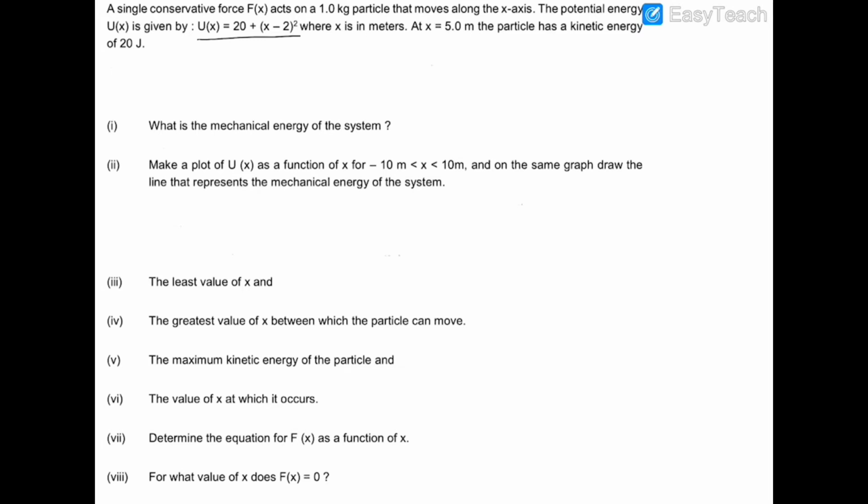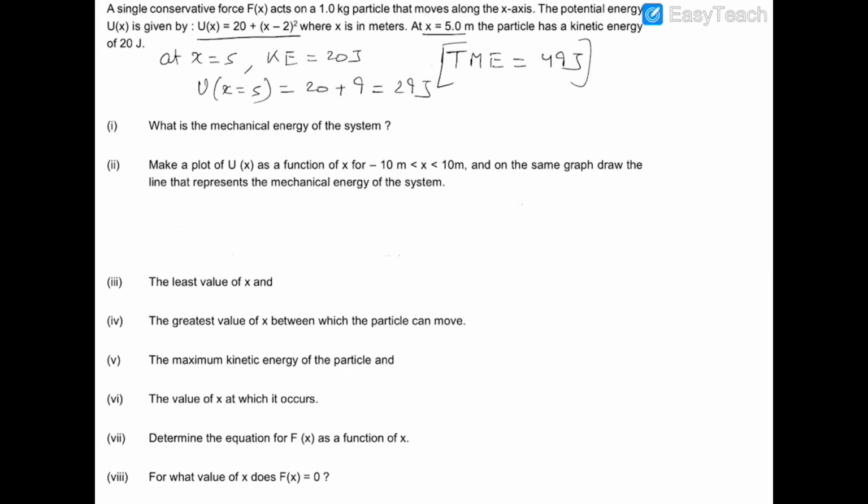Now by this information, at x is equal to 5, kinetic energy is equal to 20 joule, and the potential energy at x is equal to 5 is equal to 20 plus 9, so it is 29 joules. So the total mechanical energy will be equal to 49 joules. The mechanical energy is being asked in the first question, so it is 49 joules.